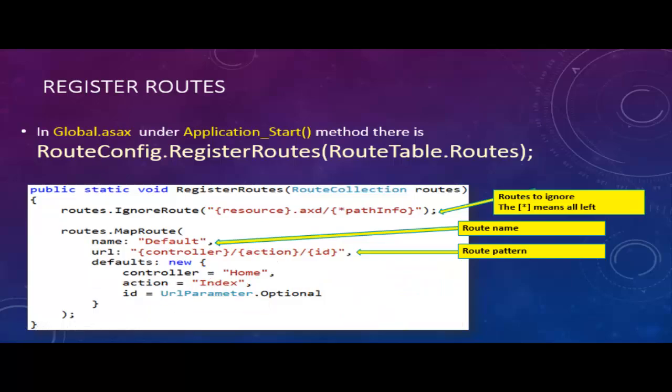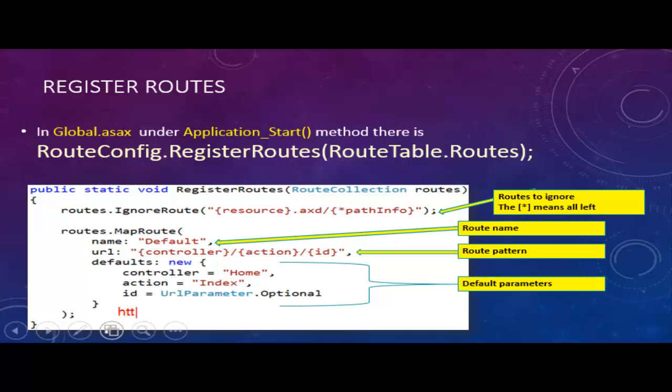What will happen if somebody types this, that is HTTP localhost? Will this match the pattern? The answer is yes. Again, it's going to match. What is the reason? Here it says there must be a variable, but if the variable is not provided, if the controller is not provided, assume the controller to be home.